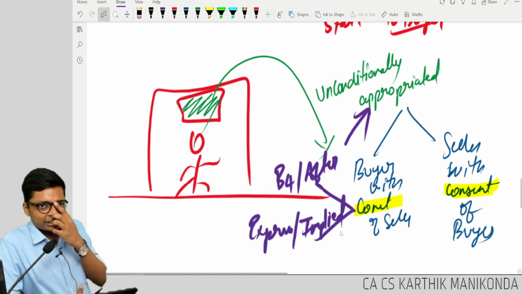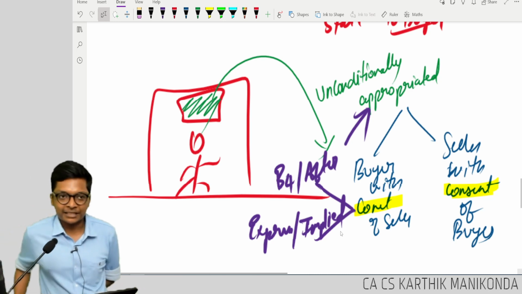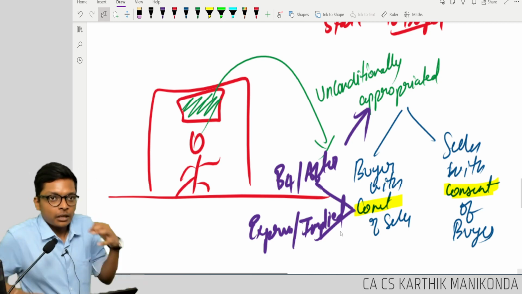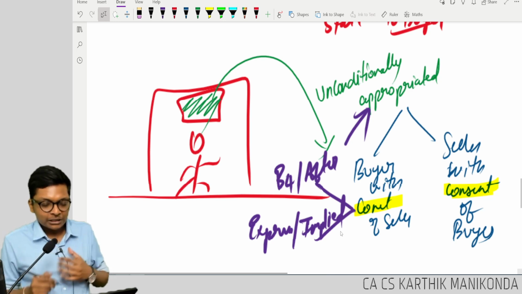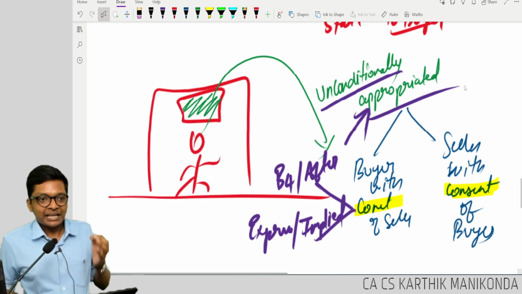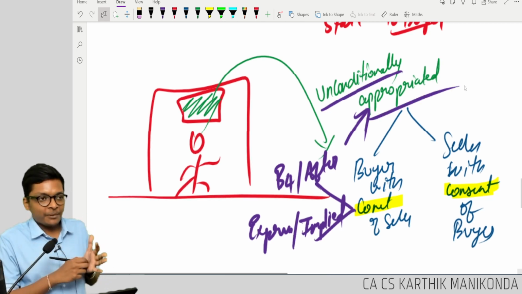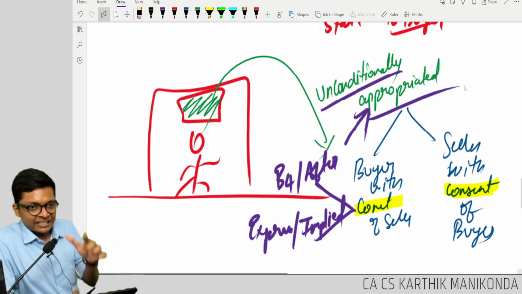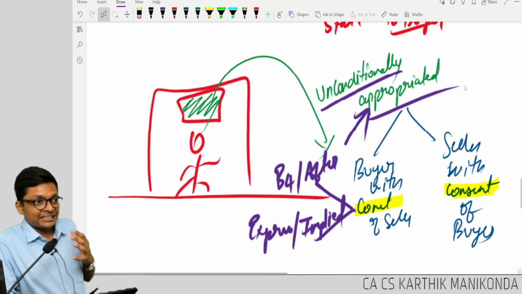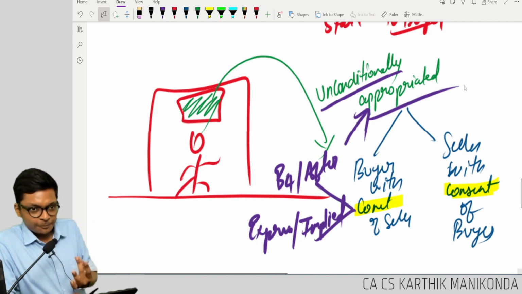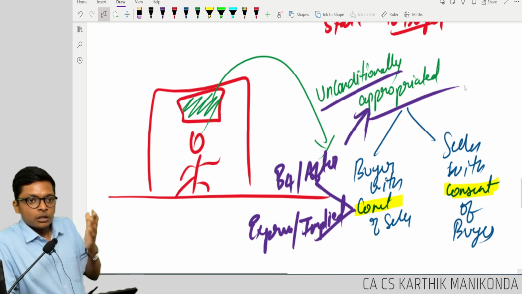So they'll ask a straightforward 6-mark theory question. What will be the question? When is ownership transferred in case of unascertained goods? When the goods are unconditionally appropriated by the buyer with the consent of the seller, or by the seller with the consent of the buyer. Such appropriation consent can be implied or express. Consent can be before or after.